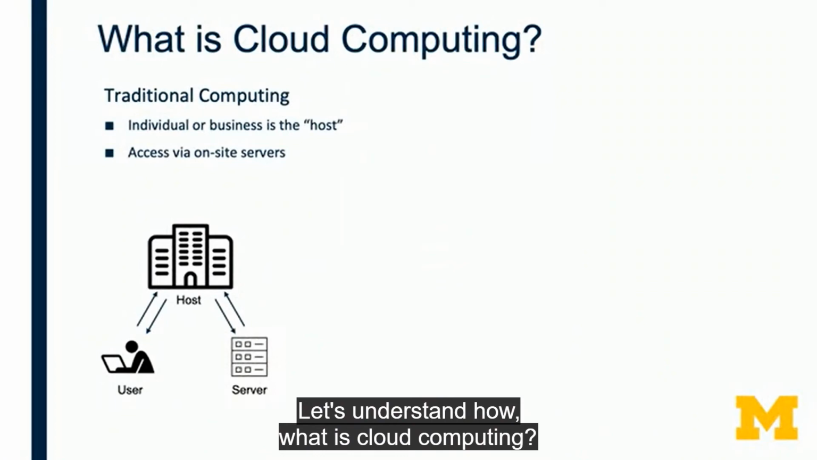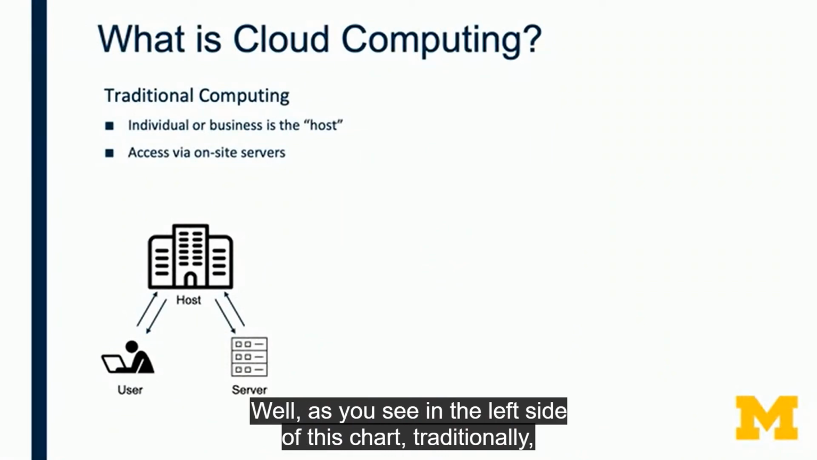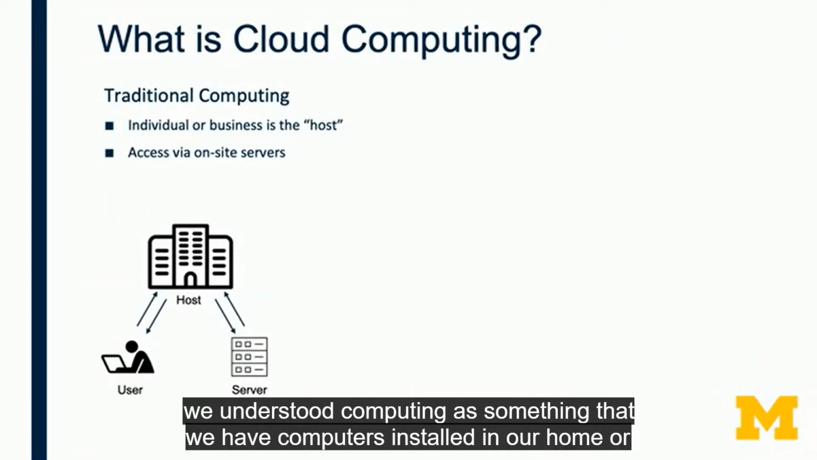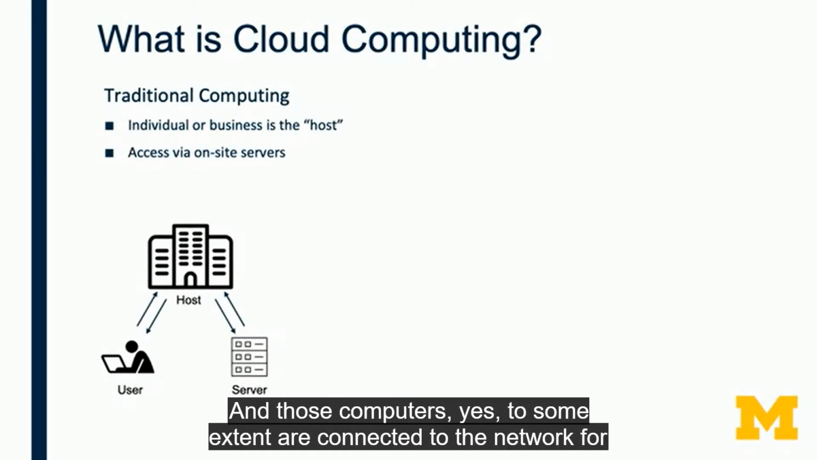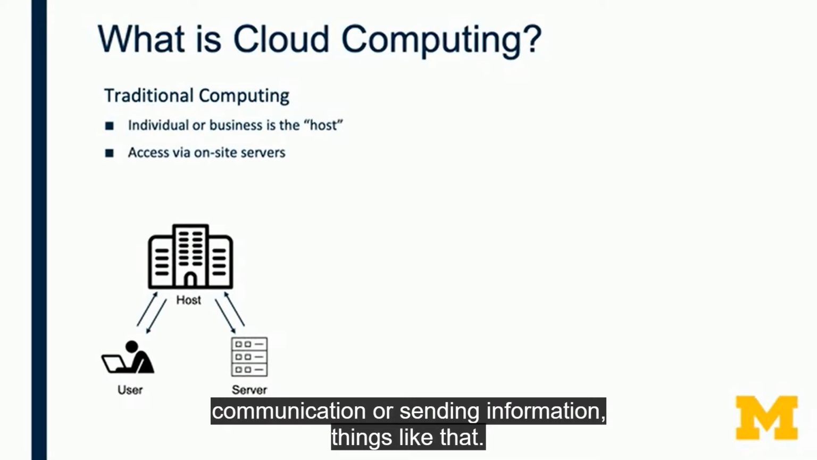What is cloud computing? Well, as you see on the left side of this chart, traditionally, we understood computing as something where we have computers installed in our home or an office. An industrial business would have computers installed on their premises, and those computers, yes, to some extent, are connected to the network, for communication or sending information, things like that.